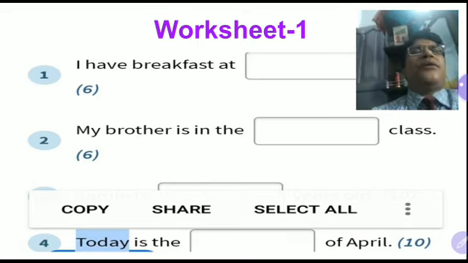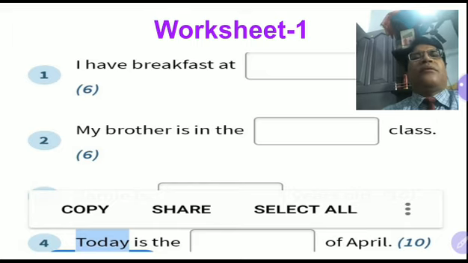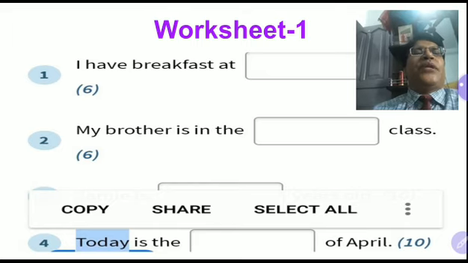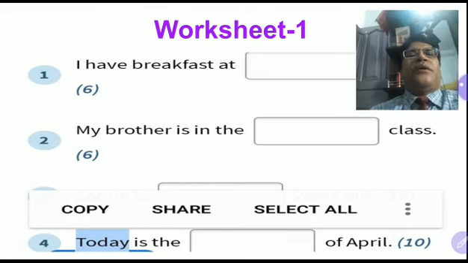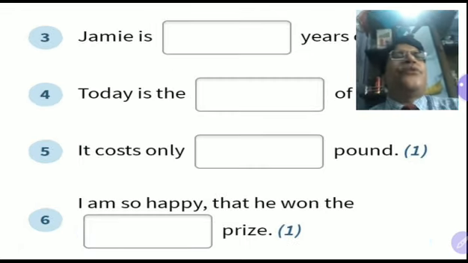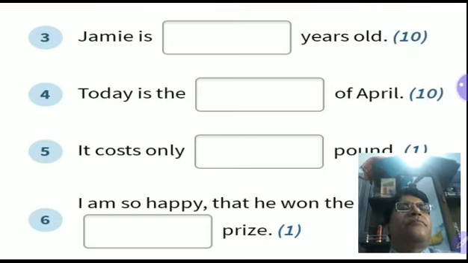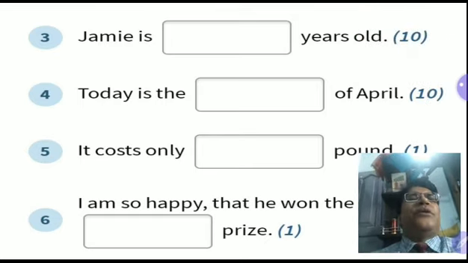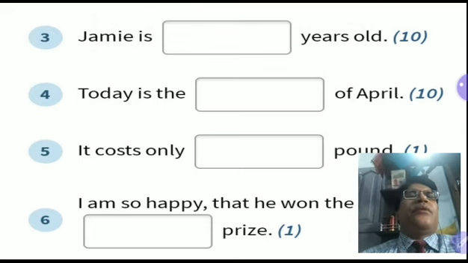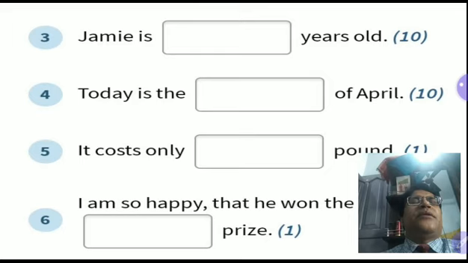Here it will be ordinal. My brother is in the 6th class. Now let us move to another question. Third, Jamie is 10 years old. Next, fourth number. Today is the 10th of April.